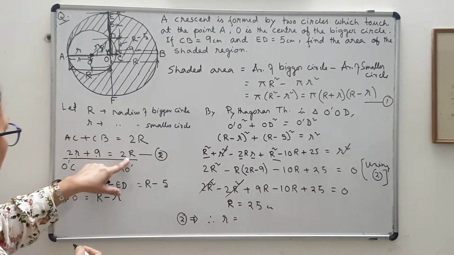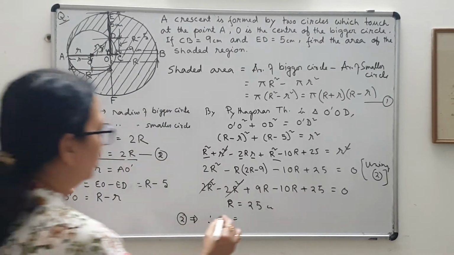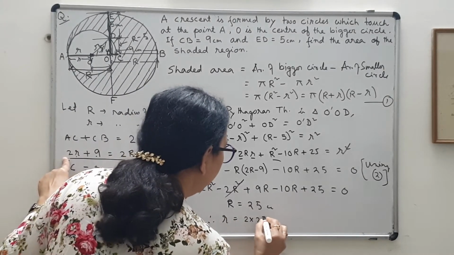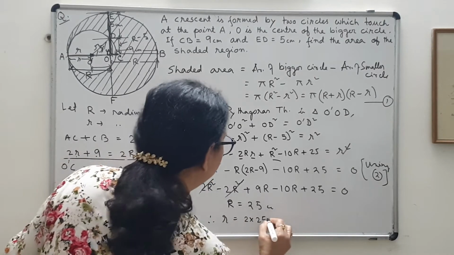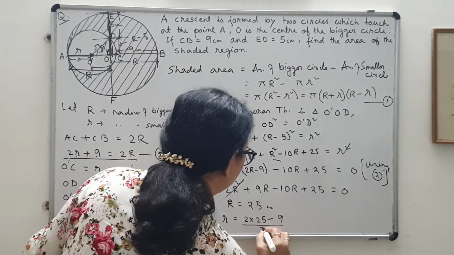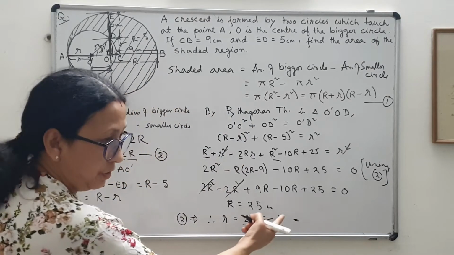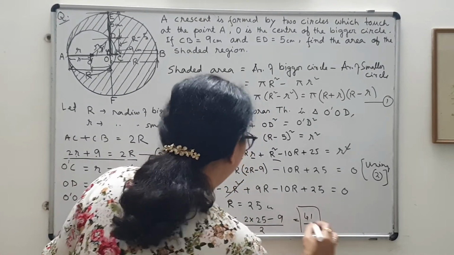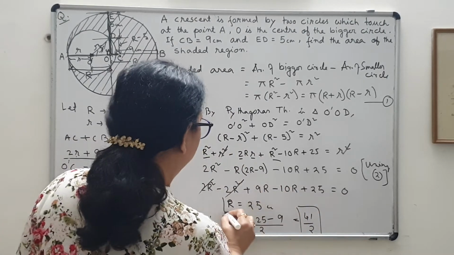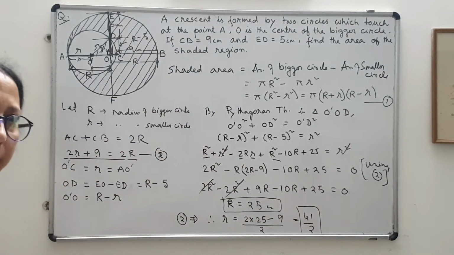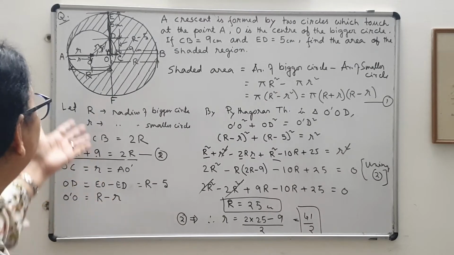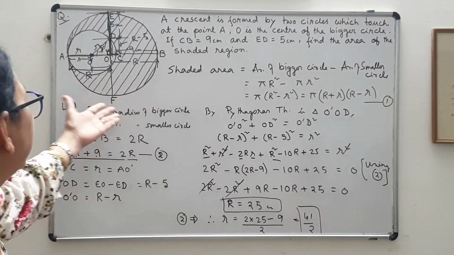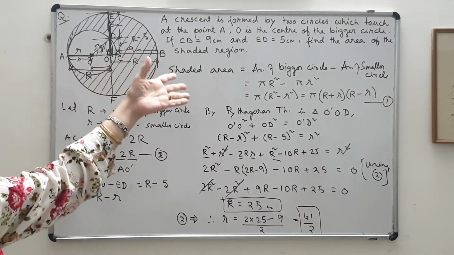What is it? 2R minus 9 by 2. 2R minus 9 by 2. So how much is it? 50 minus 9, 41. 41 by 2. So I have calculated the values of small r and capital R, these two. Okay? You understood, no? Yes, ma'am. You simply need observation and basic geometry, Pythagoras theorem, all these things I have applied.